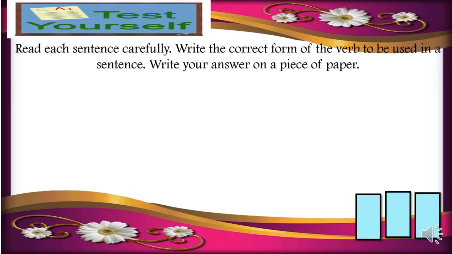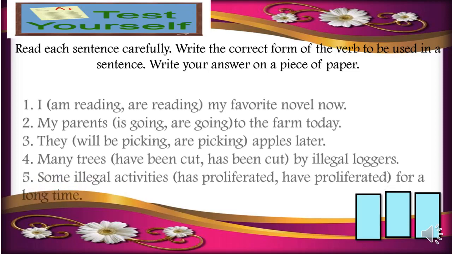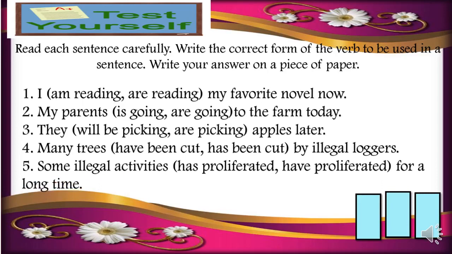Read each sentence carefully. Write the correct form of the verb to be used in a sentence. Write your answers on a piece of paper. And here are the answers. What you're going to do is to underline your answer. So for number 1, number 2, number 3, number 4, and number 5. So I will give you also 30 seconds to answer this.